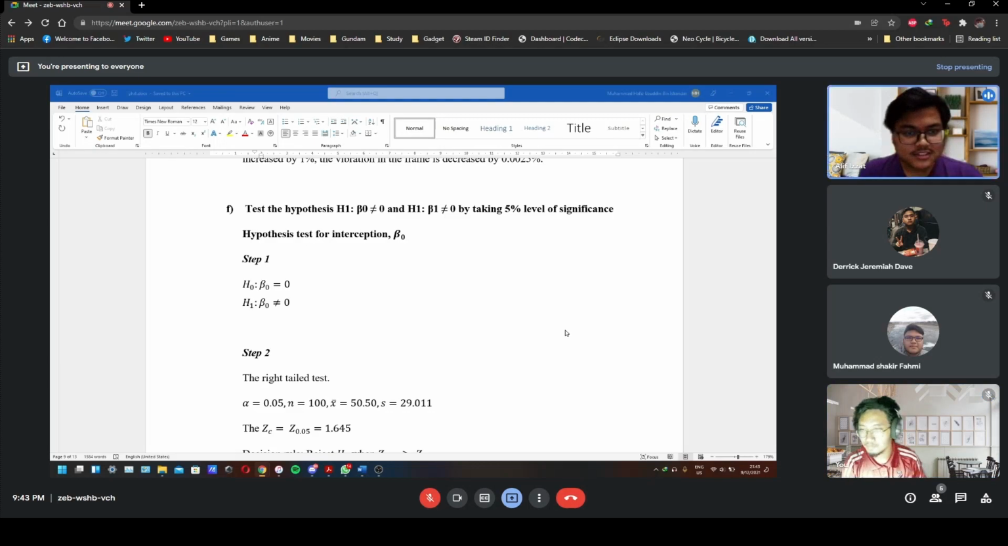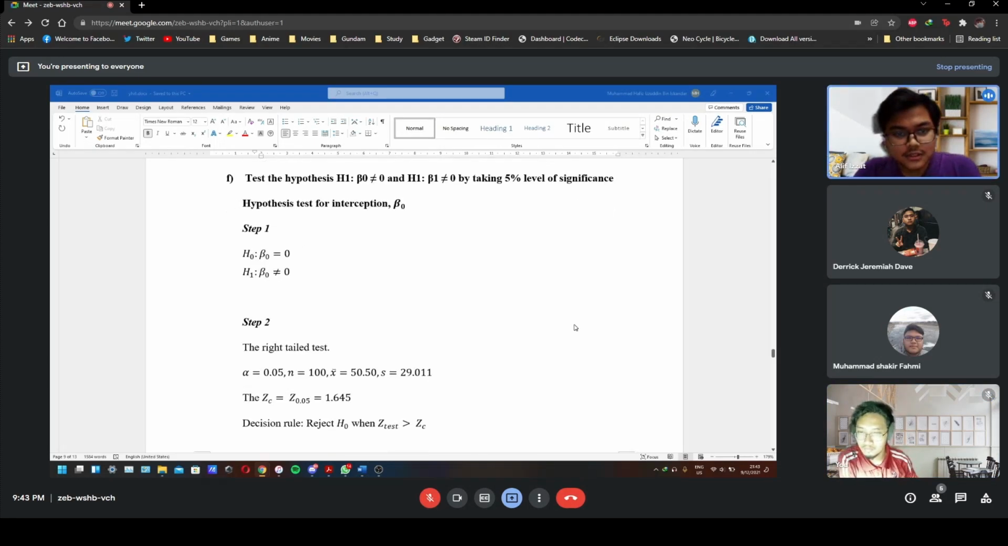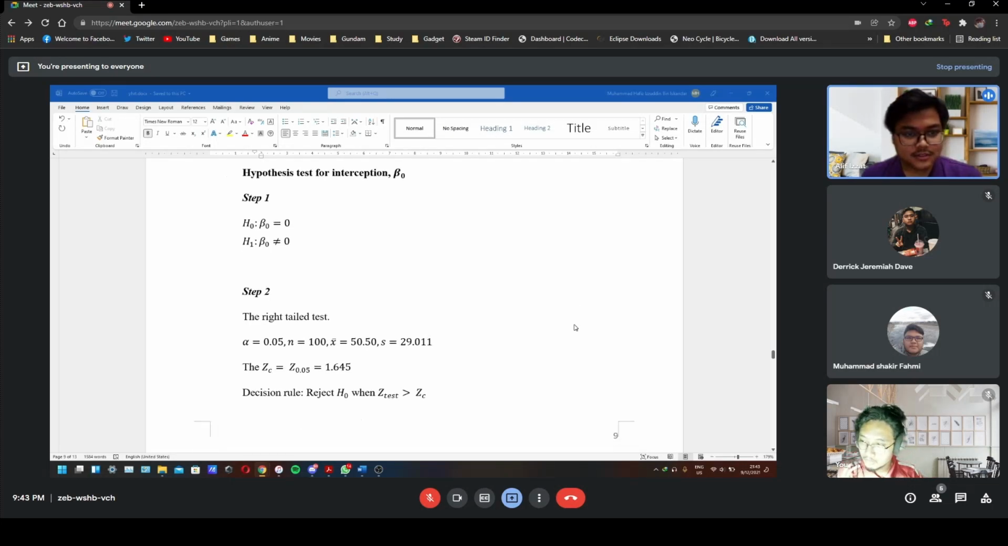So for this one, we have to test the hypothesis for H1: beta 0 is not equal to 0 and H1: beta 1 is not equal to 0, by taking a 5% level of significance. For the hypothesis test for beta 0, there are 5 steps to get the solution. For step 1, we have to name the hypotheses: H0: beta 0 equal to 0, H1: beta 0 is not equal to 0.